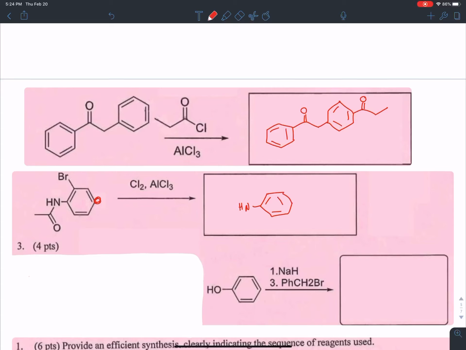NH. There's a Br right here. So the next thing goes para, which is Cl.